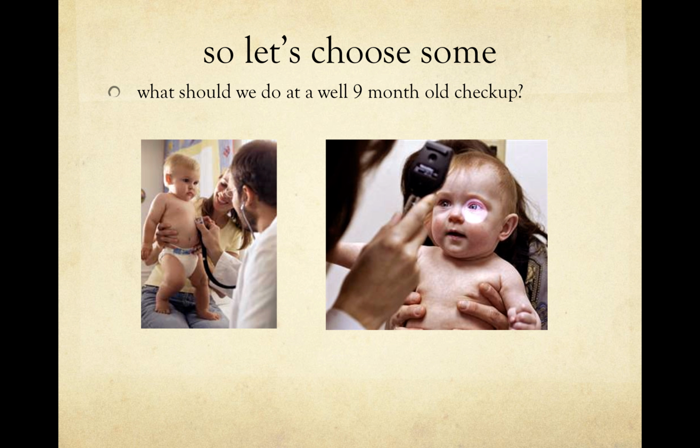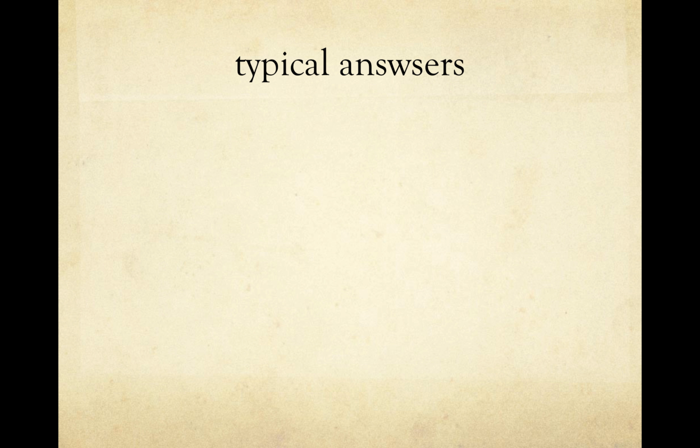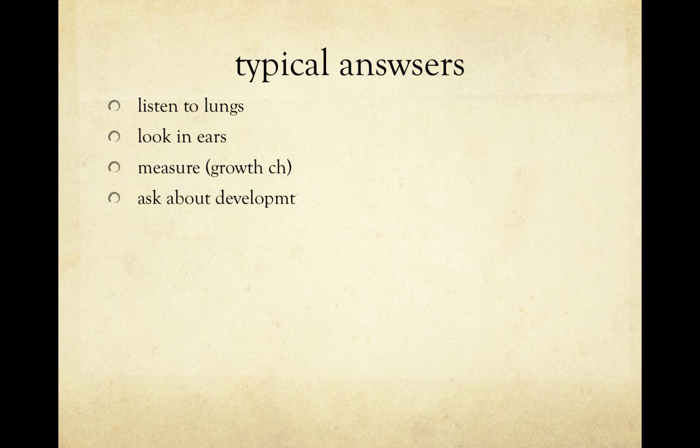Now, when I do this with a live audience, I ask the audience to name items that they've seen at well child checkups, and then I group them into categories. Of course, because there is no live audience, we'll just move right to the kinds of things that I've heard. So here are typical answers that I have heard from medical students. When we do the checkup on a 9-month-old, doctors do things like listen to the lungs, or look in the ears, or measure the kid and plot it on a growth chart. We ask questions like developmental questions.